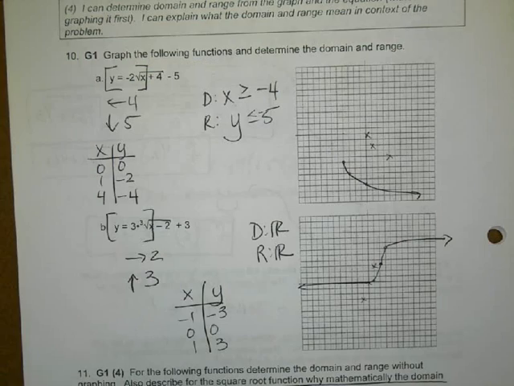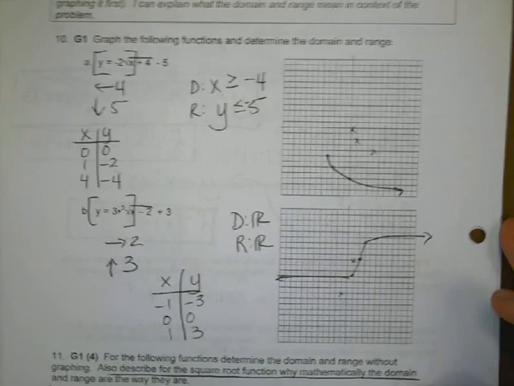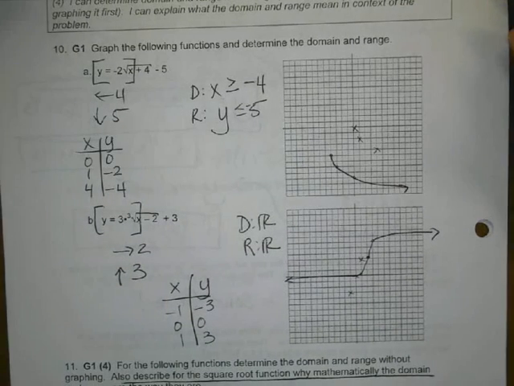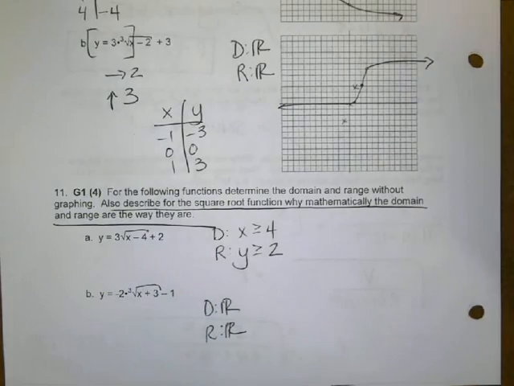Okay, flip. 2 more to go through. For 10, A and B, those are the 2 graphs that you should get. Again, pause it if you need time to really check it out. Then for 11, that's what you should get.